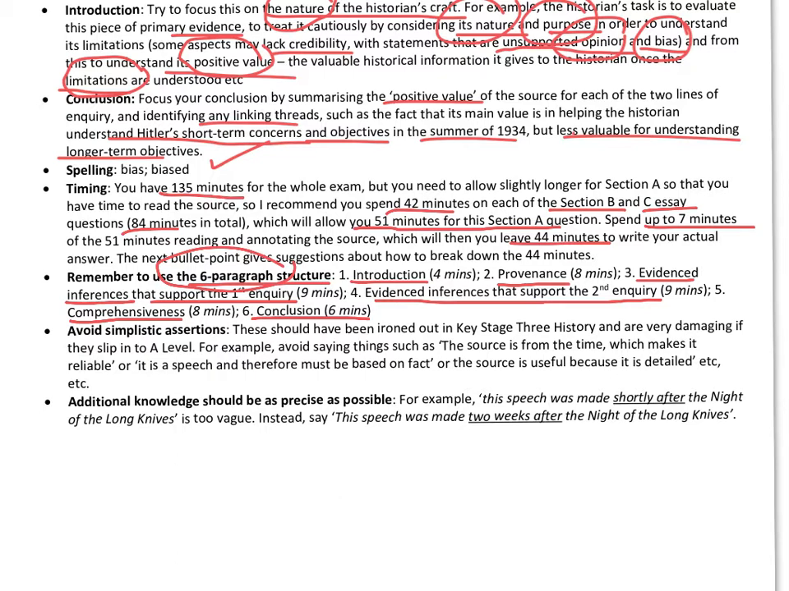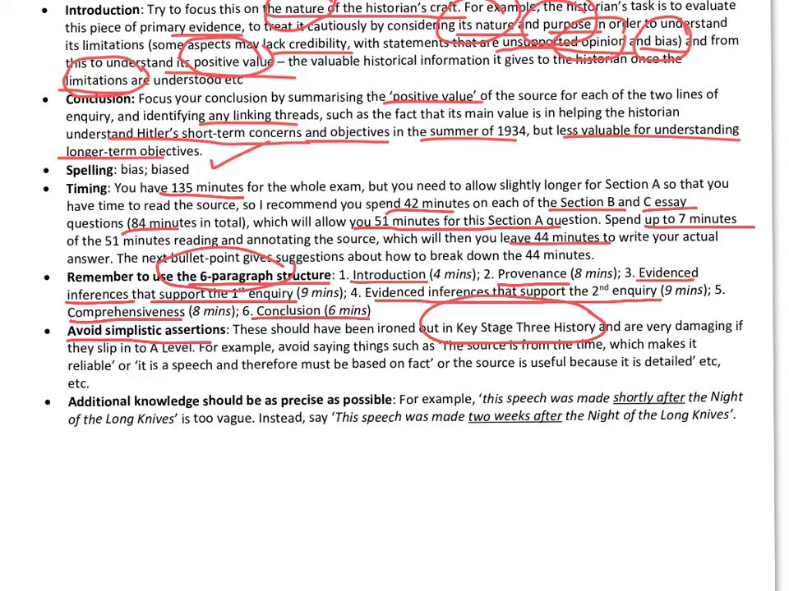Another really important point in the paragraph about provenance is to avoid simplistic assertions, the type of things that Years 7, 8 and 9, when you're in Key Stage 3, would tend to say. Really quite naive comments like, oh, it's a speech and therefore it must be factual, it must be honest, or the source is useful because it's detailed. Which is all nonsense, really, if you think about it.